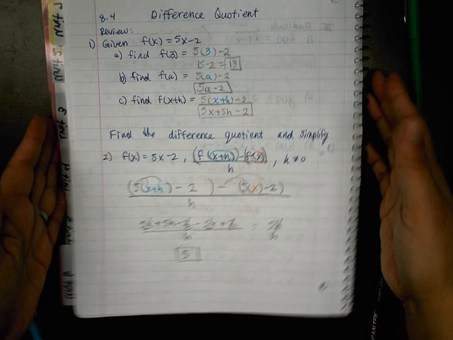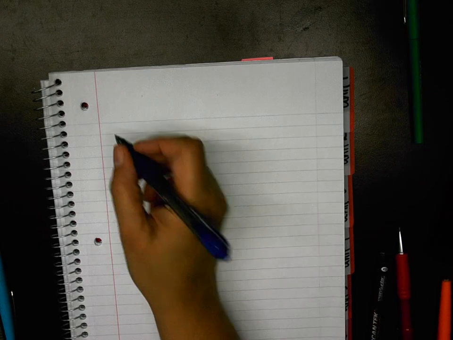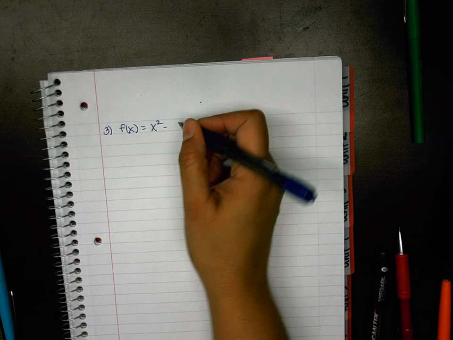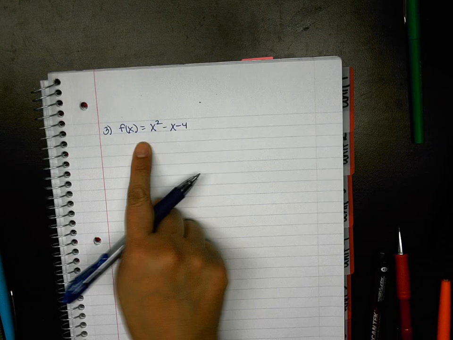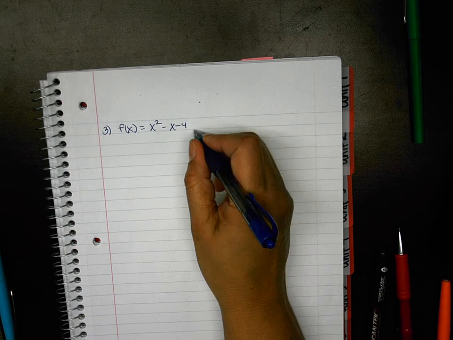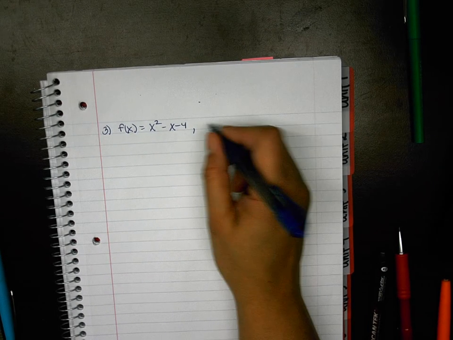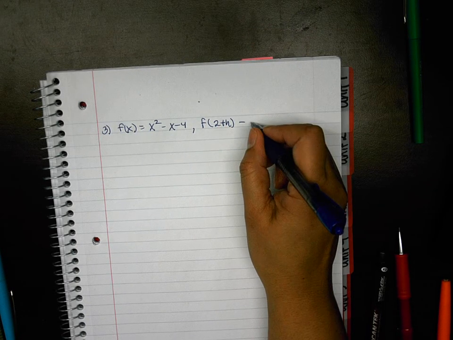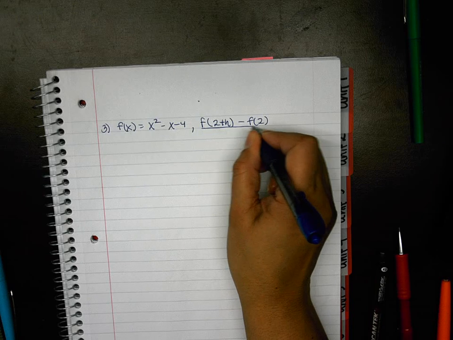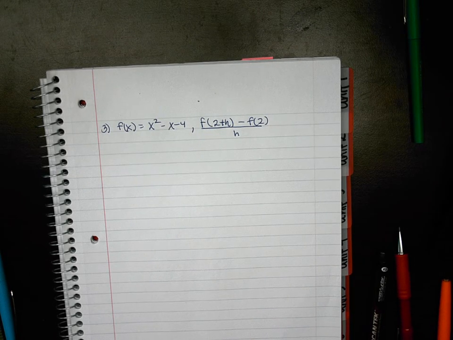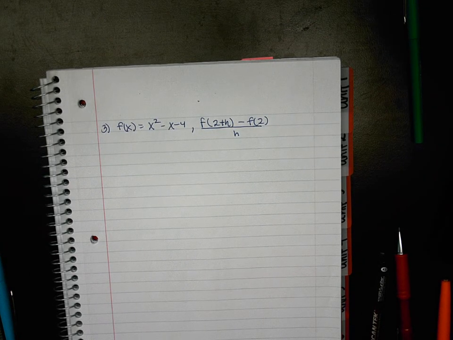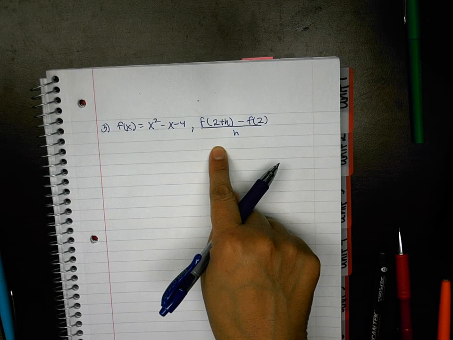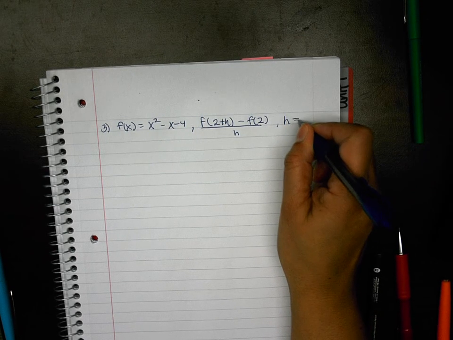No? Okay. Number 3, f of x equals x squared minus x minus 4. So they're always going to give you an original function, and then they'll give you the difference quotient, and here it is. F of 2 plus h minus f of 2 over h. Is it just a smidge bit different than number 1? Yeah, but do you have to memorize it? No. The function will always be given to you, and the difference quotient will always be given to you. And then h cannot equal 0.